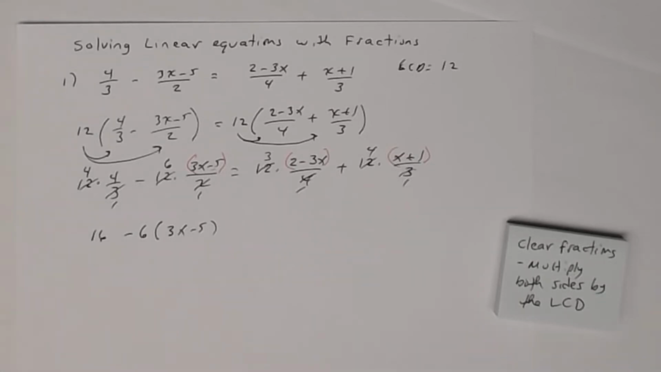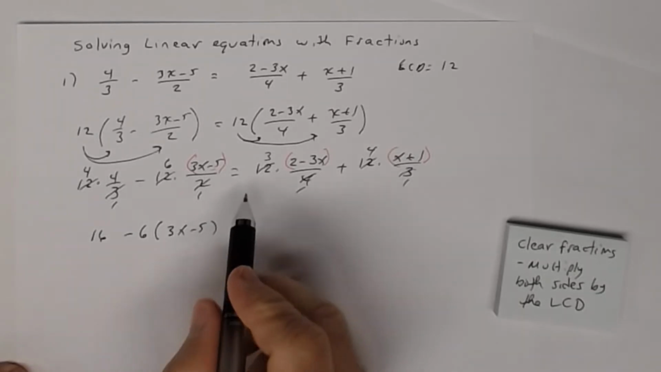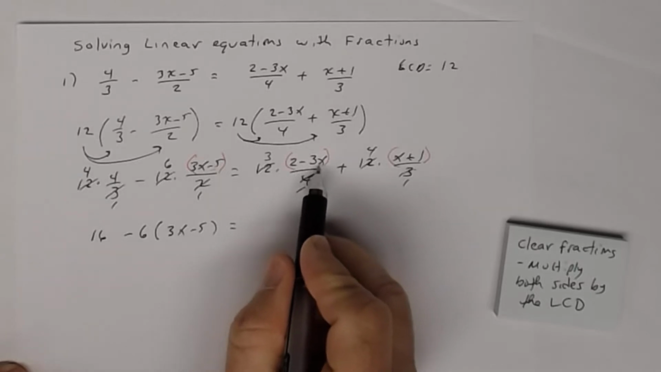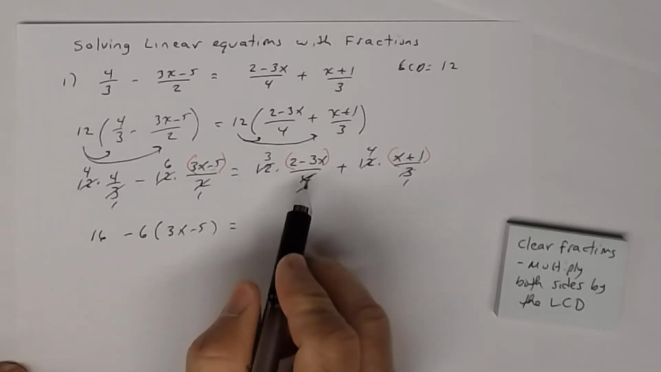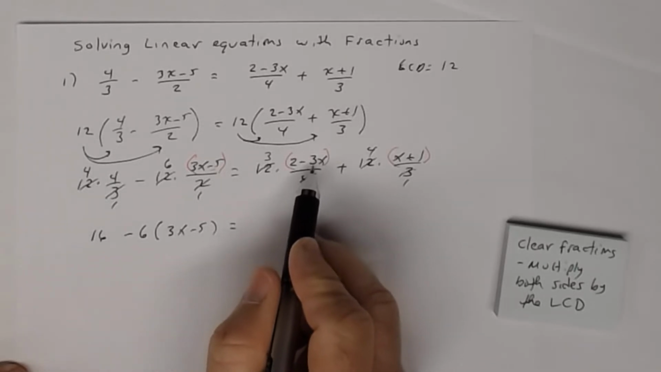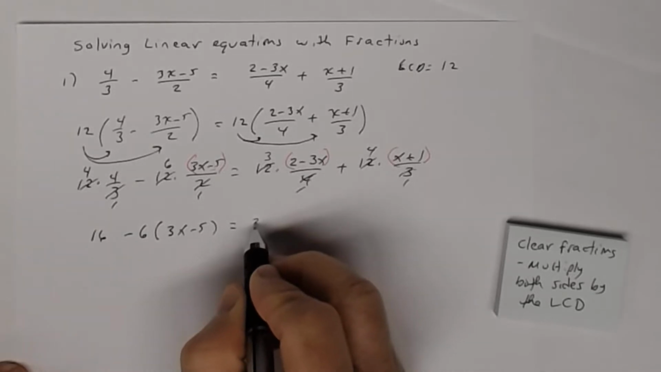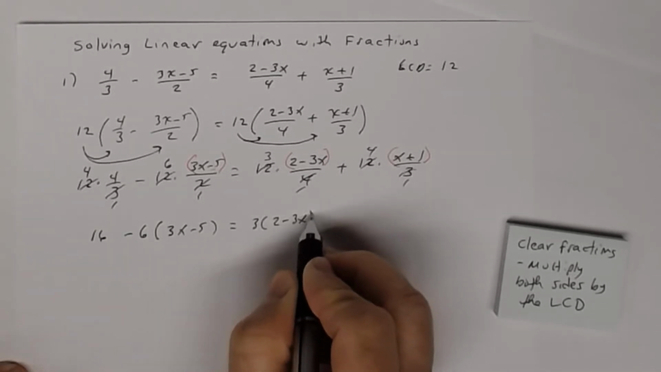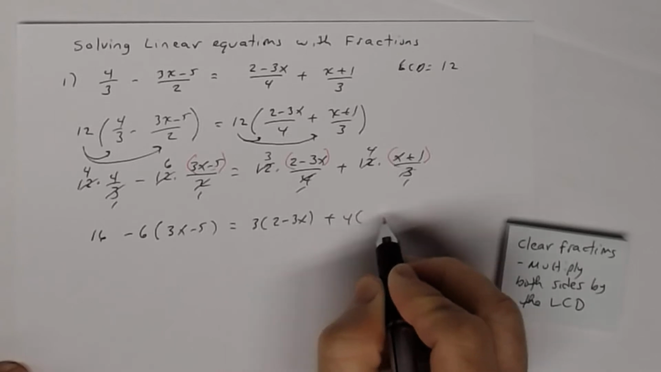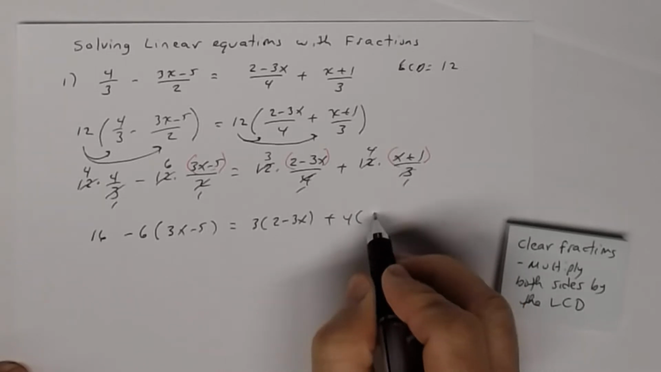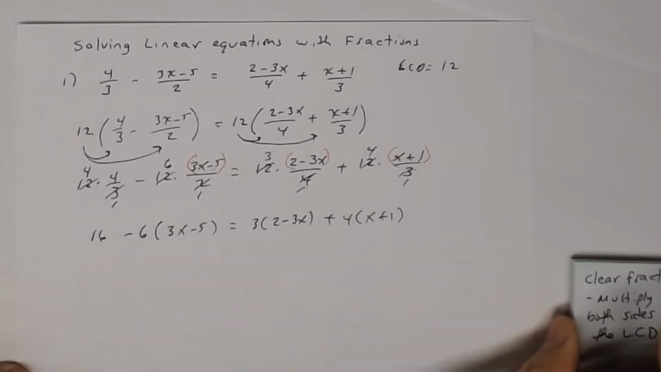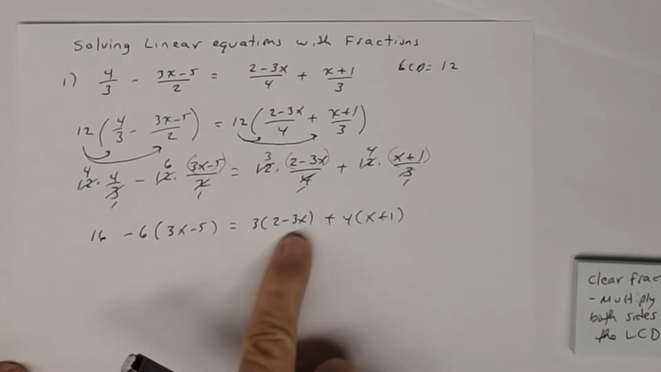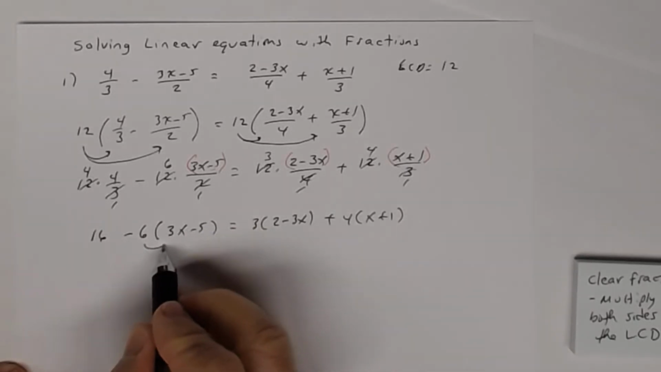You got to remember some things that you've learned in the past. All right, so then we get equal, and then 3 times every term that's in this numerator, because notice this is a 1, right? So 2 minus 3x divided by 1 is 2 minus 3x. Plus 4 times x plus 1 divided by 1 is x plus 1. All right, so notice I have parentheses again, so now we have to use distributive property.